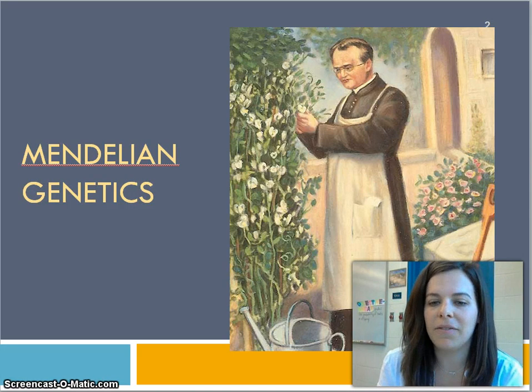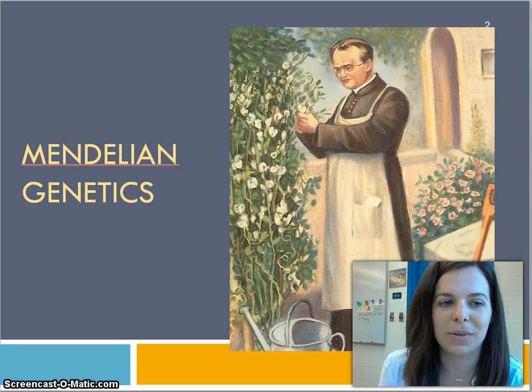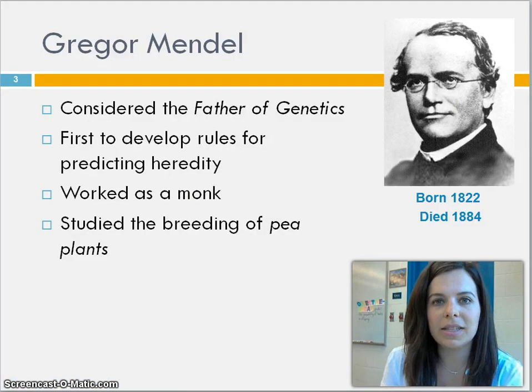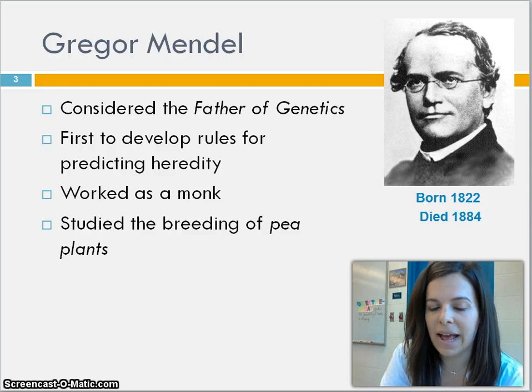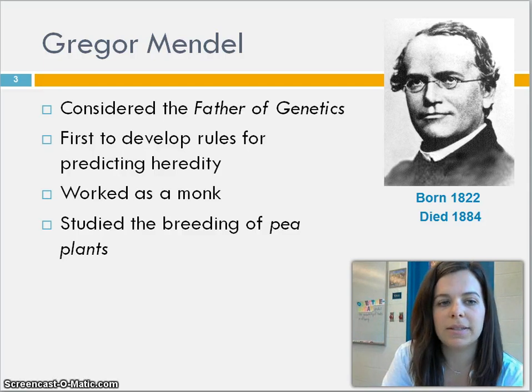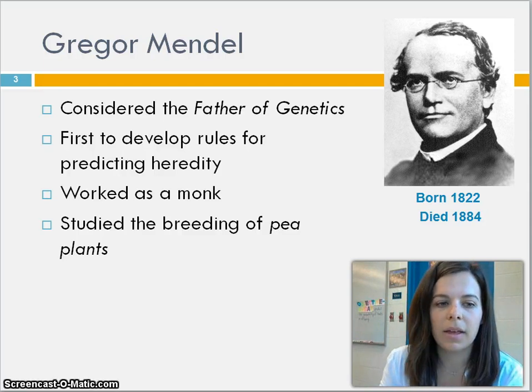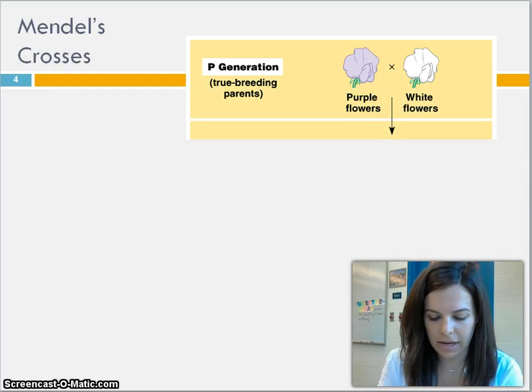So this is a picture of Gregor Mendel, and we talked about him and read a story about him as well. He is considered to be the father of genetics. He was the first to develop the rules for predicting heredity. He was a monk or friar and lived in an abbey, and he studied the breeding of pea plants. So this is what Mendel studied.